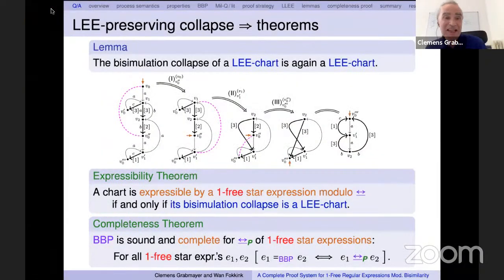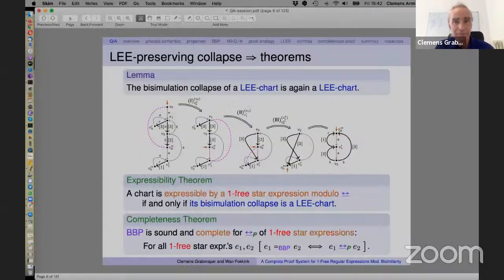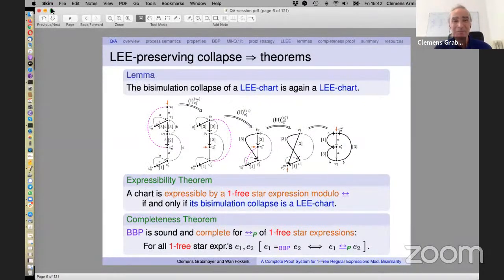I'm sorry for that. So here are the two main theorems, expressibility and completeness. And you see here the stepwise procedure of getting to the bisimulation collapse in a LEE property preserving way, which we do by identifying appropriate pairs of bisimilar vertices and then linking one through to the other. That is what I wanted to share.